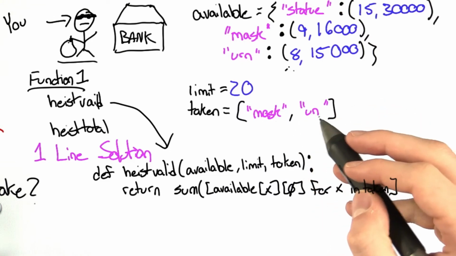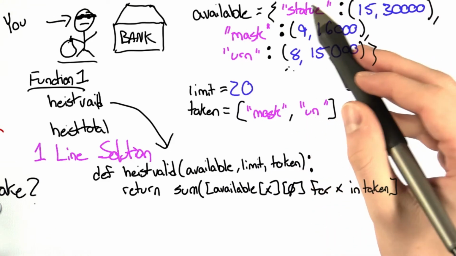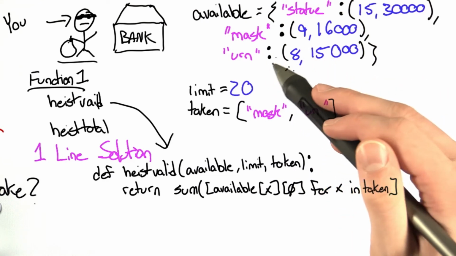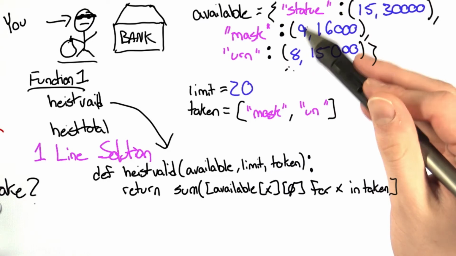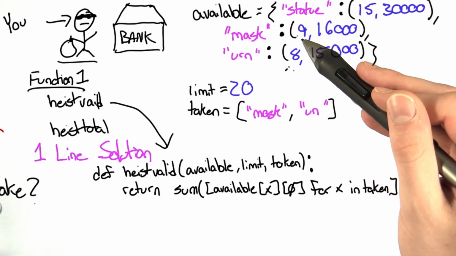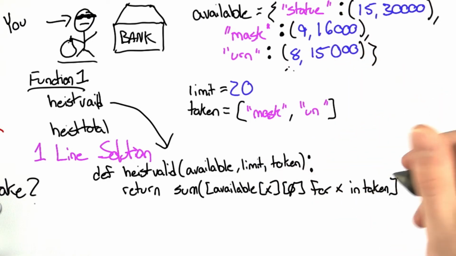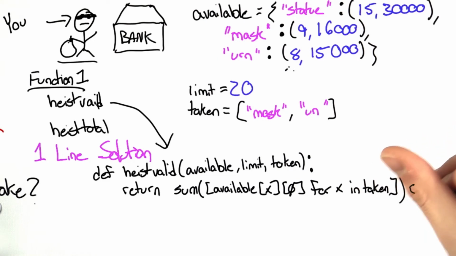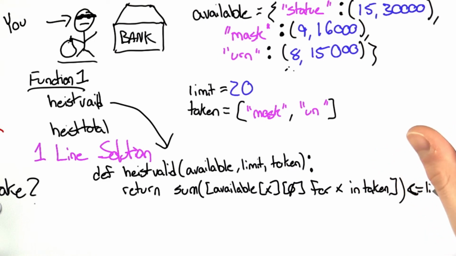So we're going to go through each string in the taken list, look up the value in the dictionary corresponding to that item, and take the first element in the tuple, which is the weight, and we're going to return that in our list. So we're going to take the sum of that, and we're simply going to check if it's less than or equal to the limit. And that's our one-line solution.